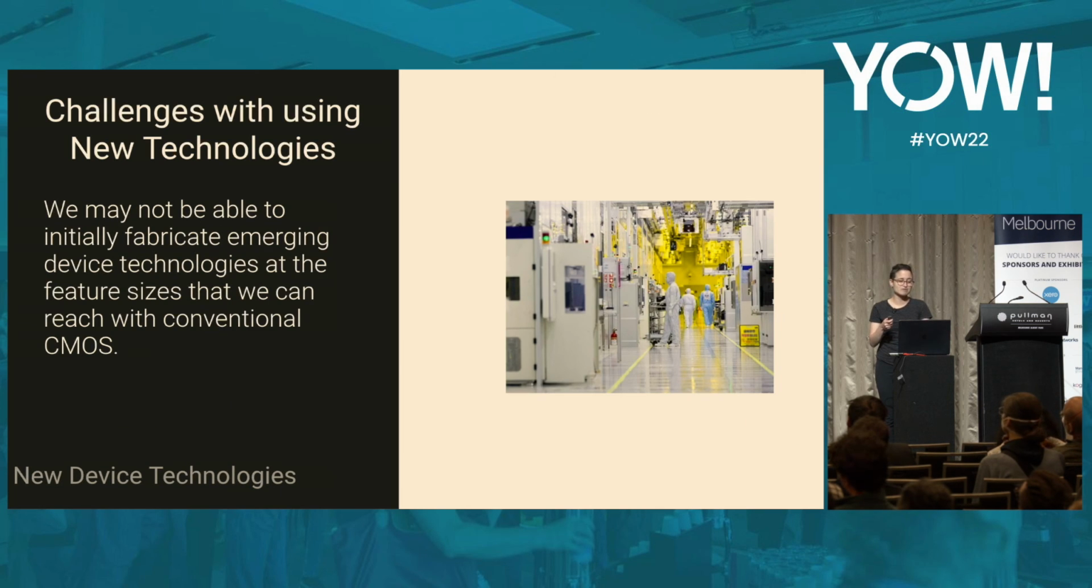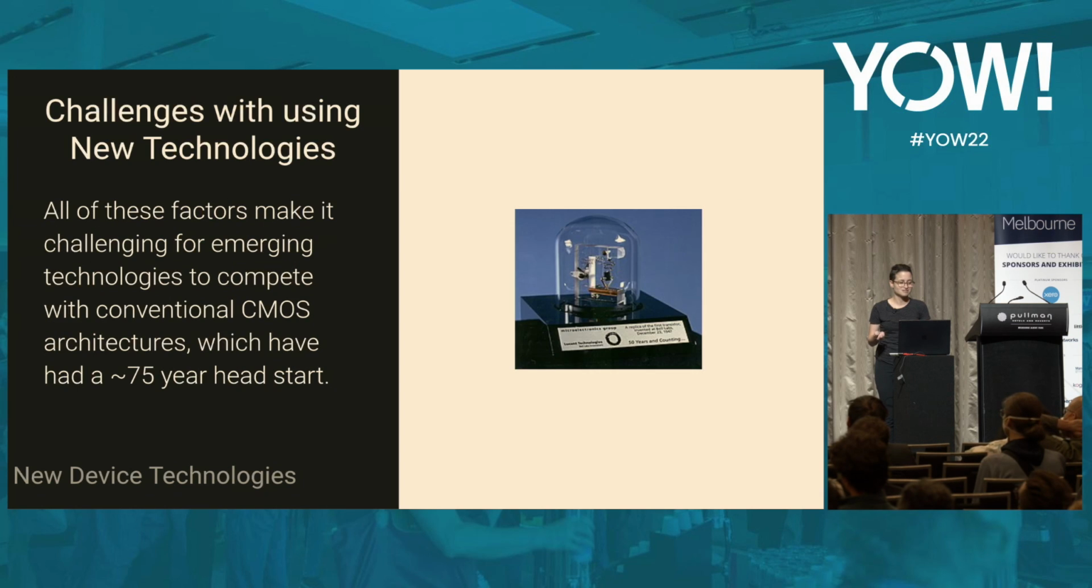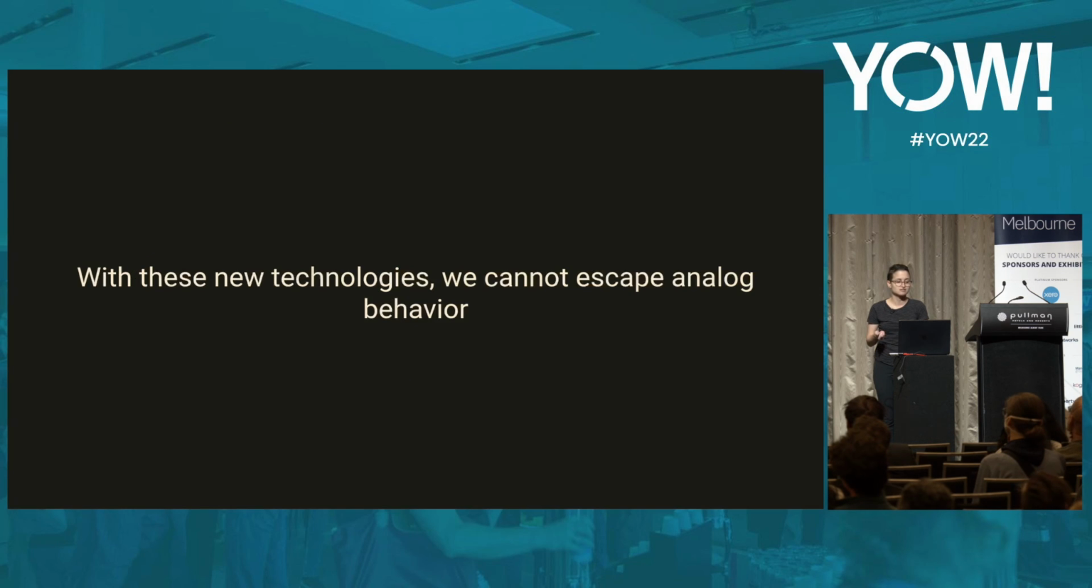The other issue is that we might not be able to initially fabricate emerging technologies at the CMOS transistor size. We can't hit that 3 nanometer figure with these emerging technologies. Basically, it's challenging for emerging technologies to compete with conventional CMOS, which has had a 75-year head start. So with these new technologies, we cannot escape analog behavior. We're stuck with it, at least in the interim, maybe forever.